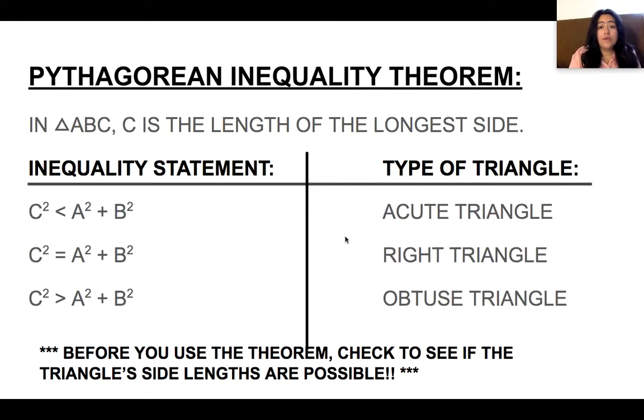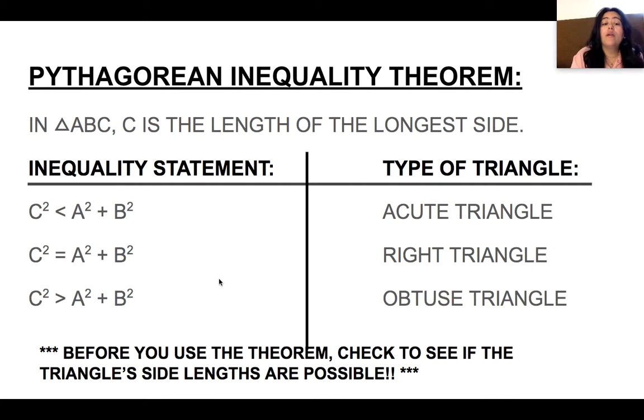And what you should notice is this. When our c squared value is less than a squared plus b squared, we get an acute triangle. When it's equal to a squared plus b squared, it produces, of course, a right triangle. And when c squared is greater than a squared plus b squared, we get an obtuse triangle. So if I give you side lengths and want you to tell me what type of triangle it is without doing a sketch, these are the inequality statements you want to be thinking about.